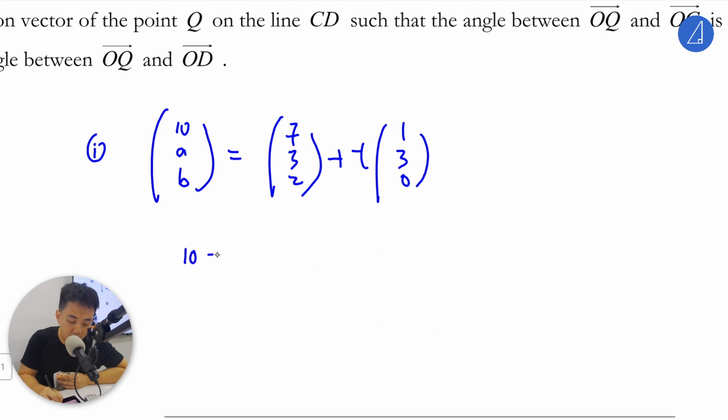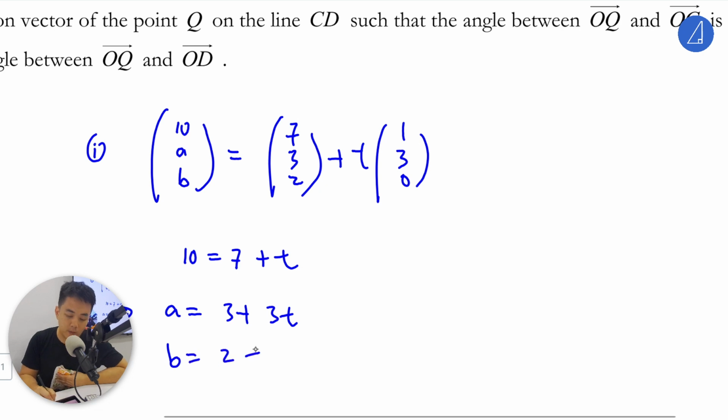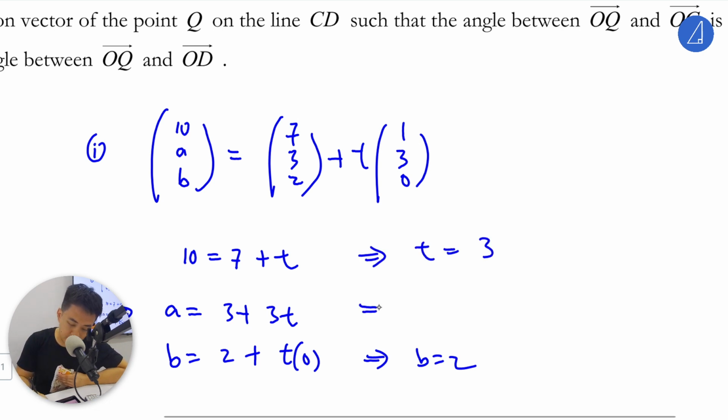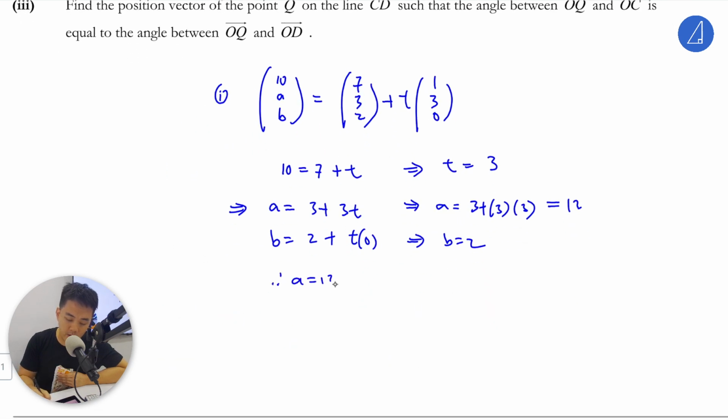So in this case, 10 equals 7 plus t. Then the X component, Y component, just add them up. So it's 3 plus 3t. B equals to, oh, nice. Good. So B is 2. Then t is how much? t is 3. So A is 3 plus 3 times 3. 9 plus 3 is 12. So hence A is 12. B is 2.